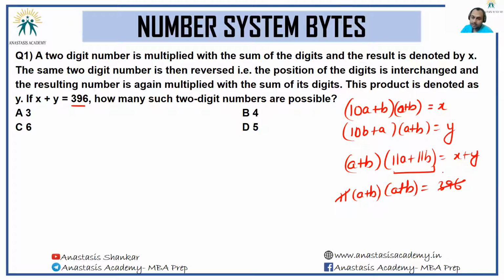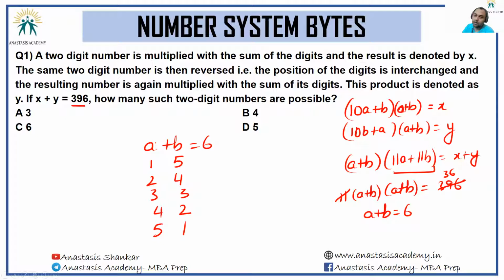Once I cancel off the 11, I'm left with 36. So a plus b, the two single digits, should be equal to 6. We don't care for the case of minus 6 because these are digits. So if a and b add up to 6, the possible cases are 1, 5; 2, 4; 3, 3; 4, 2; and 5, 1. These are 5 cases. We will not have a case of 6, 0 because when you reverse it, it will no longer be a two-digit number. So the answer to the question is option D, 5.